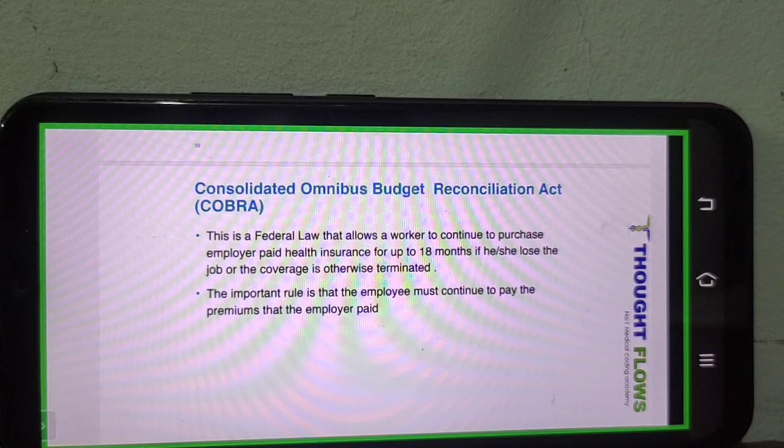After 18 months, I can't continue the service. Up to 18 months only, I can get the treatment free of cost. For that, on a monthly basis, I have to continue the payment. Then only I can get the service from worker compensation. Do you understand now?